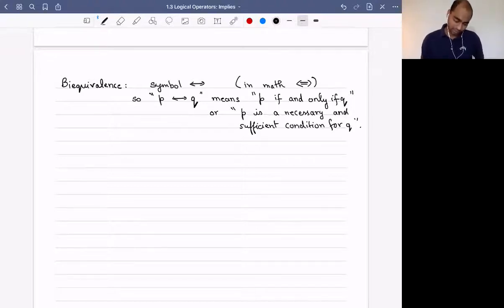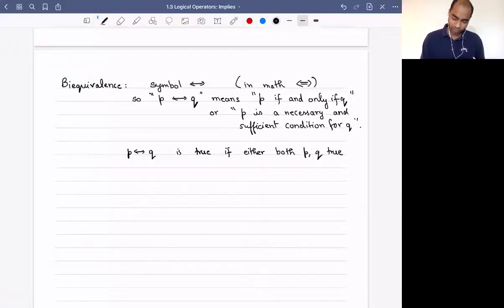So that's bi-equivalence. And here the truth table is nicer. P double arrow Q is true if either both P and Q are true, or both P and Q are false. So that's why it's called bi-equivalence.